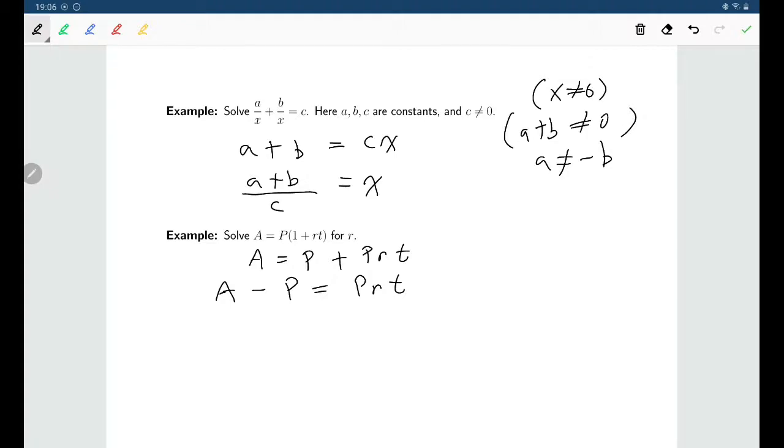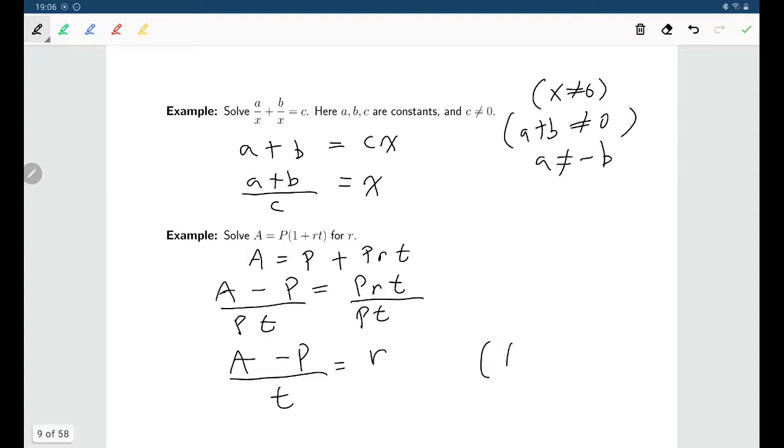And now I'll divide both sides of the equation by PT. So I'll be left on the right side of the equation with R, and on the left side of the equation, A minus P over T. So one thing that we can get out of this is that T can't be 0. So a little bit of a note for ourselves here. If we want to be able to solve for R, then that means that T can't be 0.